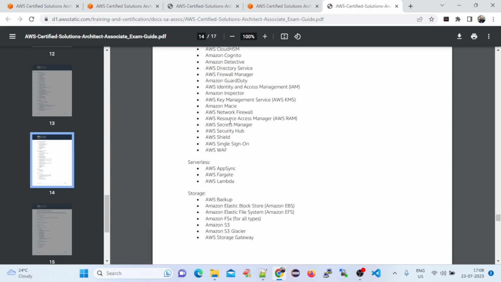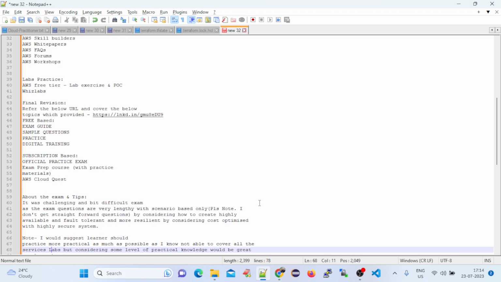Okay, then I would also suggest the AWS official documentations. Let me show you some of the important documentations. So let me go through here. Same page. Can you go down here?